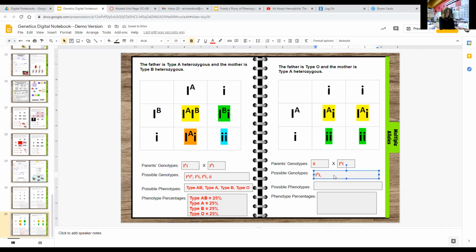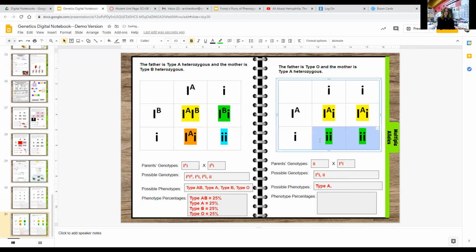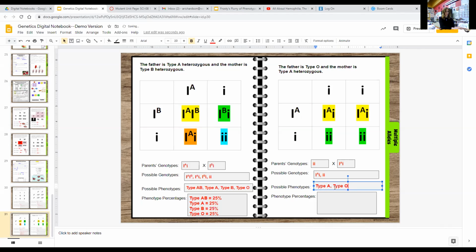Little i. Possible phenotypes, this one right here, IAi is type A. And then right here, little i little i is type O. Possible percentages, 50% is type A, and type O is 50%.